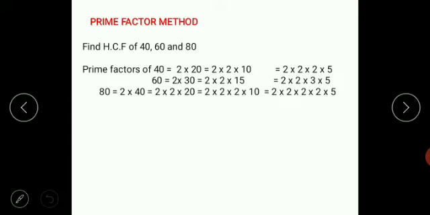Next we'll go for the prime factor method. We'll take an example. Find HCF of 40, 60 and 80. So first step is to split each given number into its prime factors. We have to split the number into its prime factors.